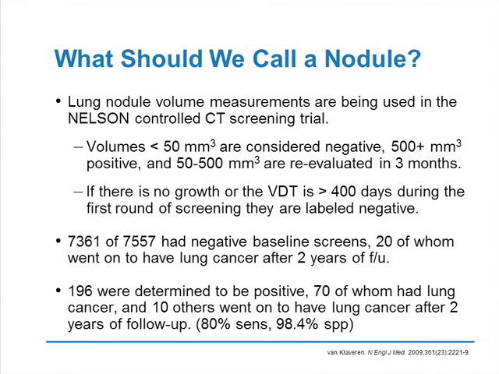A separate way to look at this was done by the Nelson trial. Very small nodules, they said no. Very big, they said yes. The rest they performed volumetric measurements of and rescanned people 3 months later. If it was growing slowly, they said no, this is not a nodule that we need to follow. Now that was 2 scans already. But with that model, they were 80% sensitive and over 98% specific.